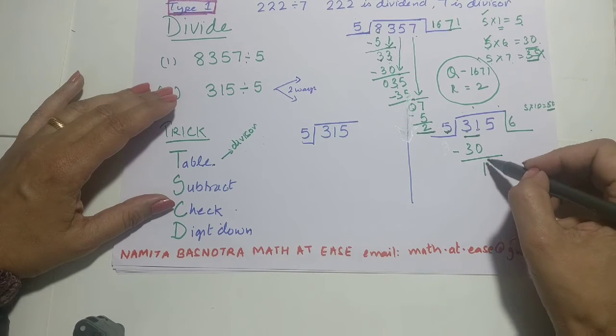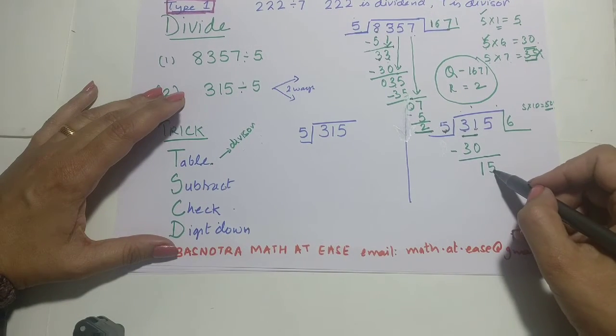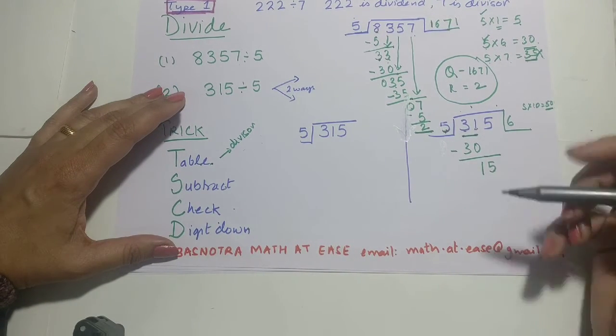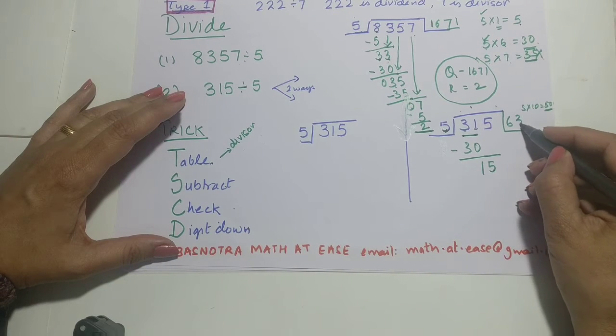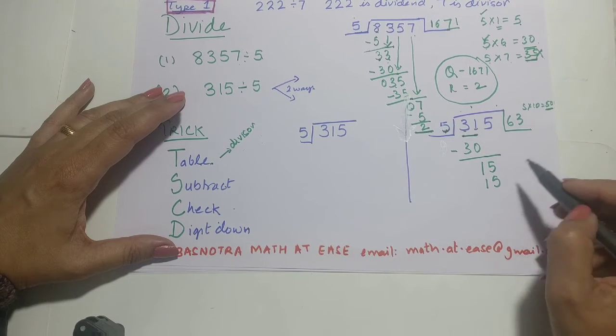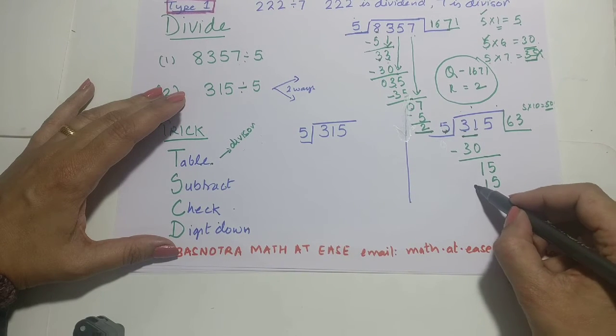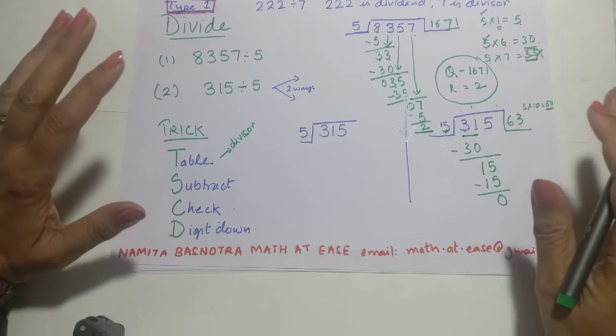And after that, bring the digit down. I've got 15. So it becomes 15 now. And I'll say the table of 5 till I get 15. 5 on the 5, 5 to the 10, 5 to the 15. Okay. So I'll write 5 3s are 15. Okay, say the table, done. Then second step, subtract. Okay, subtract is 0. Third step, check. Okay, fine.